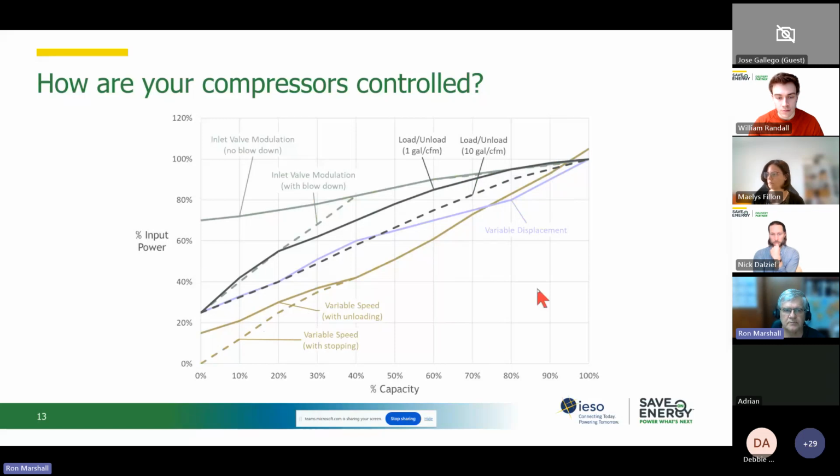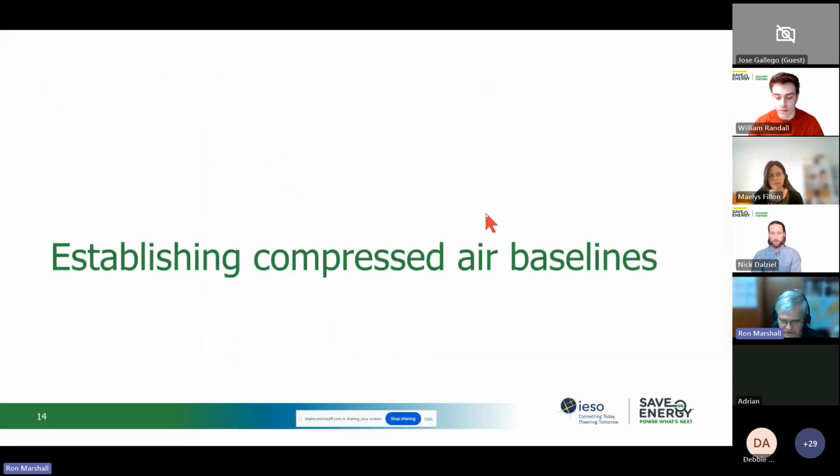So you need to know how the compressors are controlled, and it's not just single compressors, right? There could be a system of multiple compressors operating together, right, in a coordinated fashion, right?